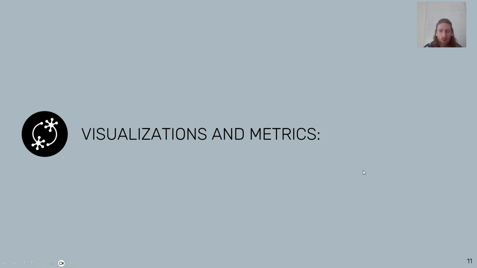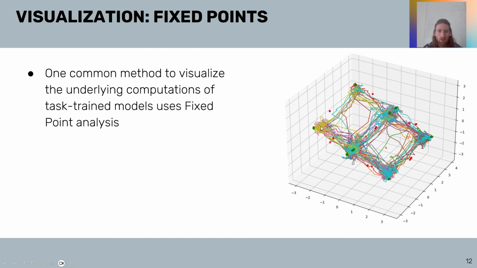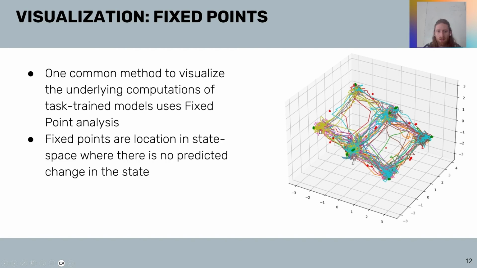Okay, visualizations and metrics now. What tools do you have to actually inspect these models? The first tool is known as a fixed point analysis. Fixed points are essentially locations in state space where there are no predicted changes in the state. If you think about the 3-bit flip-flop, when you're at a vertex of the cube and you're not receiving any inputs that say you should move around, it means you should be stationary. And that's what we see. These green points are stable fixed points, which means that if you were to drop the state there, it wouldn't move.